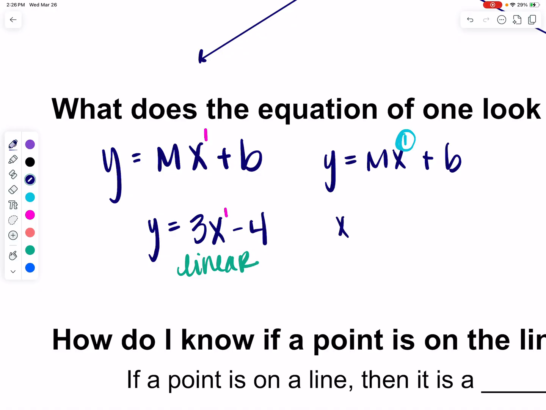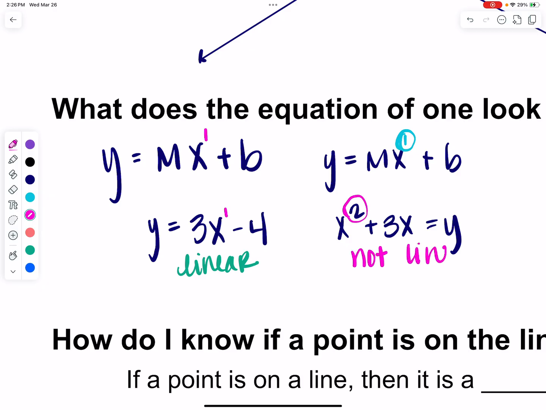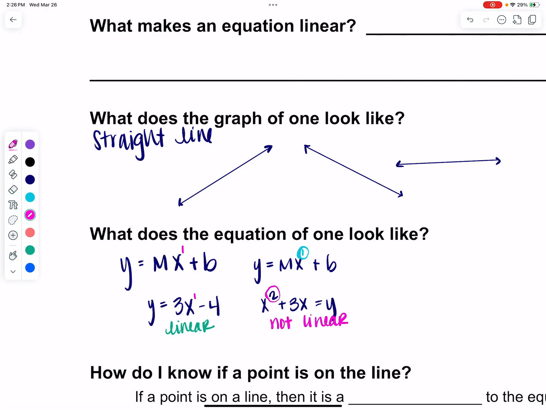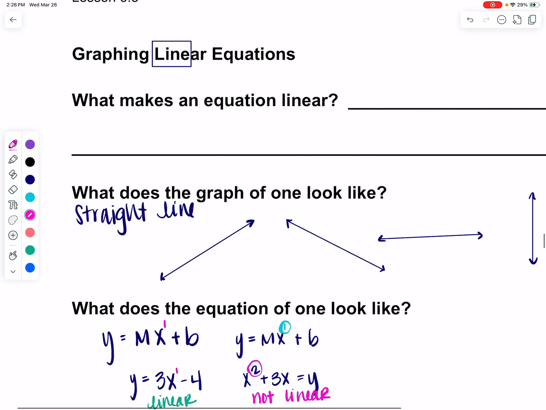If we had x squared plus 3x equals y, our biggest exponent is a 2. So this is not a linear function. When we put those two ideas together, we get a linear equation.